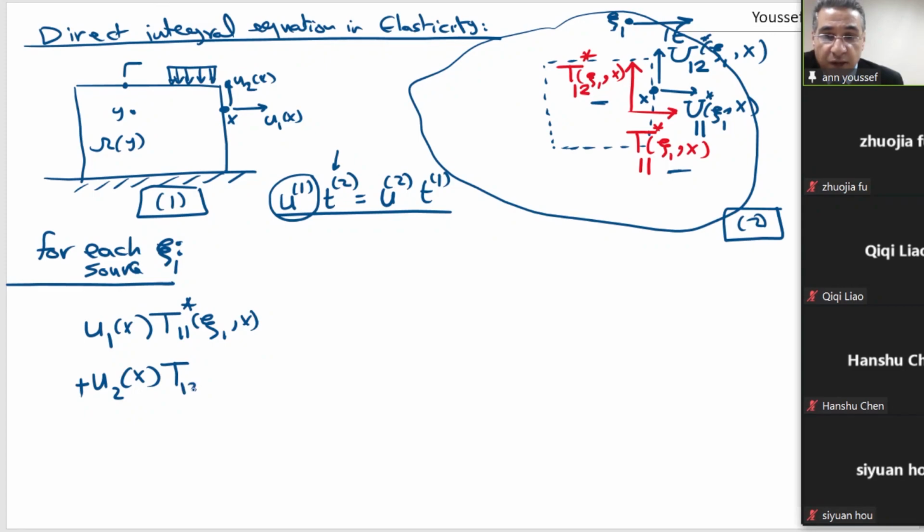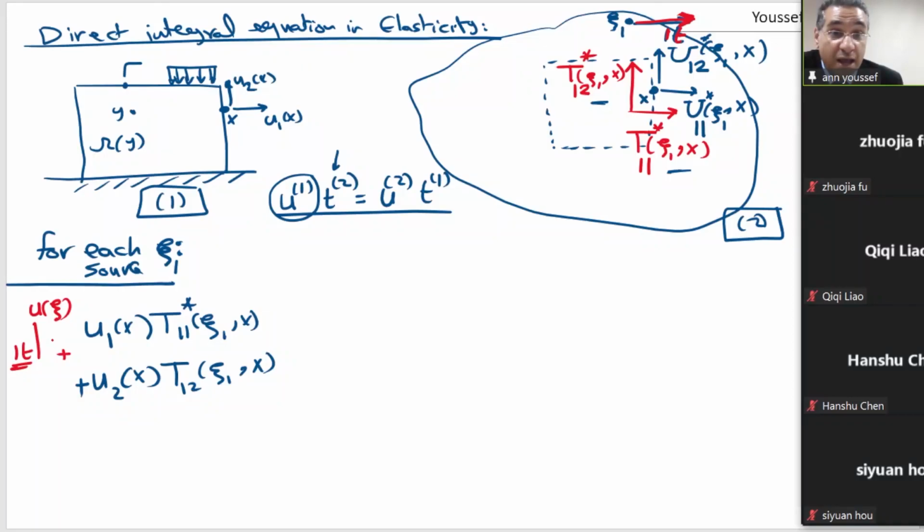And here I have T12 at point xi1 and x. Okay? Still, do I have another tractions or forces at xi2? Yes, I have this load, 1 ton. So I have to add here plus 1 ton, the 1 ton here at xi, and I have to multiply it by u at point xi.